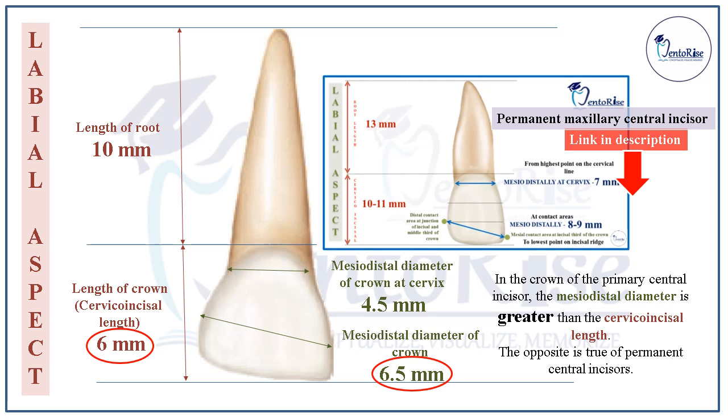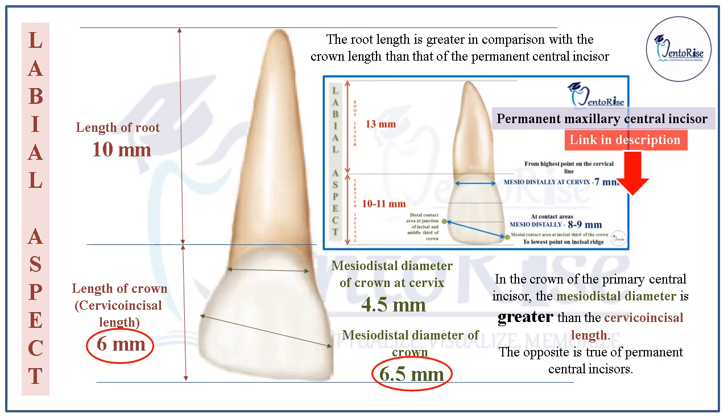The second difference lies in the length of the root. In a primary maxillary central incisor, the length of the root is significantly greater than the length of the crown. That is, there is a difference of roughly 4 mm between the length of the root and the length of the crown. However, in a permanent maxillary central incisor, the root length is greater than that of the crown, but the difference is not very much. That means there is just a difference of 2 to 3 mm between the crown length and the root length. You can observe in the figure very well.